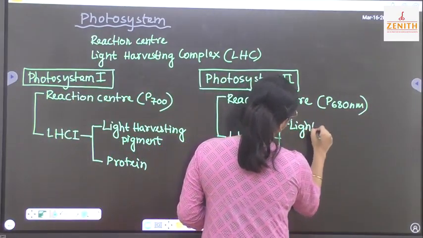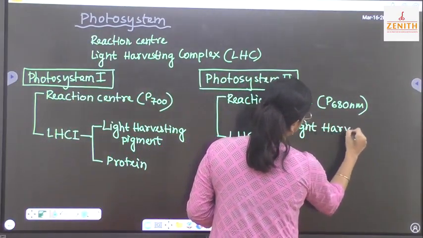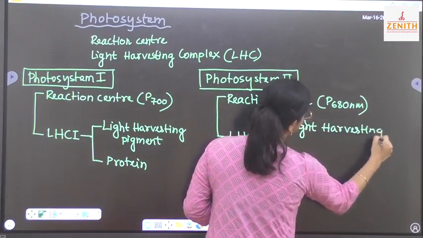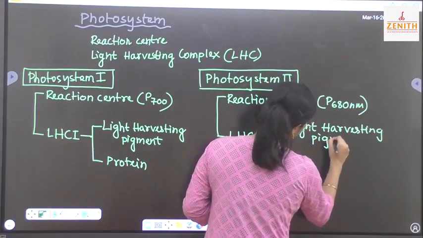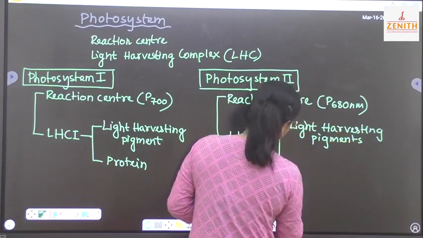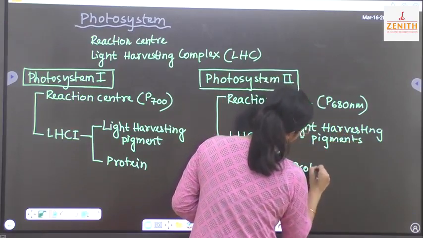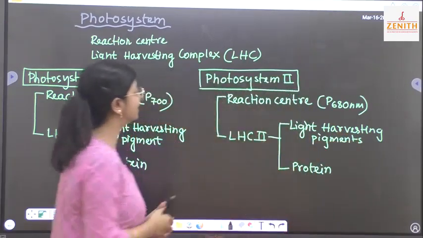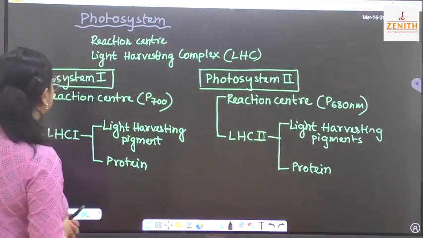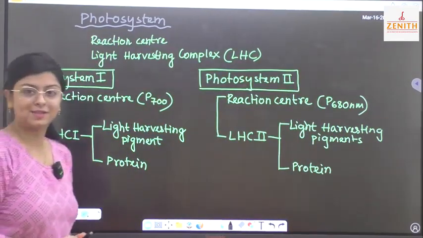One is the light harvesting pigments. Another is the protein which is associated with these light harvesting pigments. So this is the concept of the photosystem.